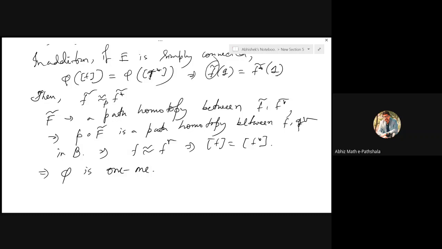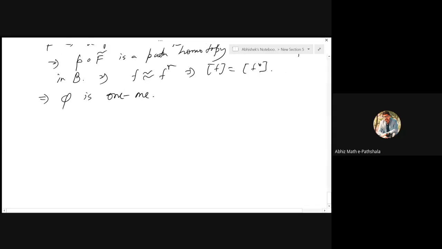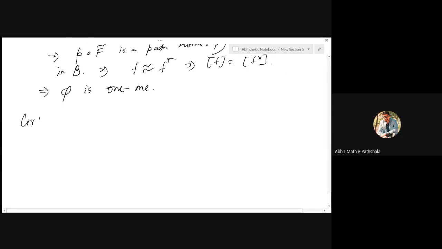So if you have a simply connected domain space, and from that domain space to the space B with respect to a covering map P, then you will see that the lifting correspondence will be a bijection. So okay, this is the corollary.